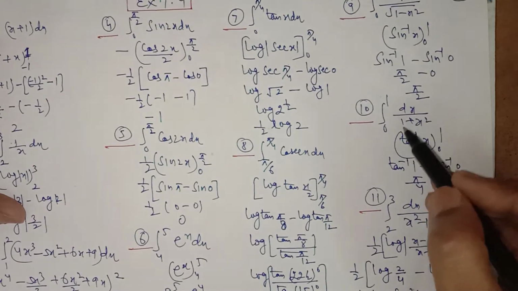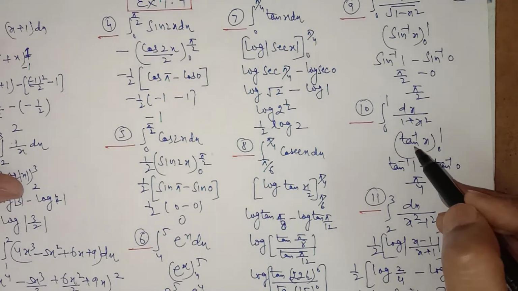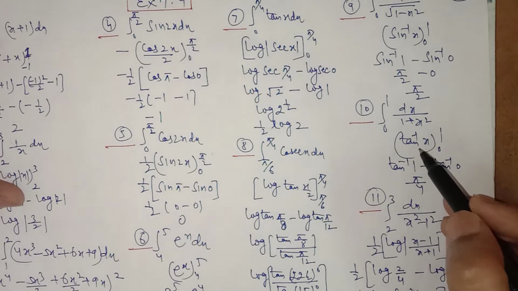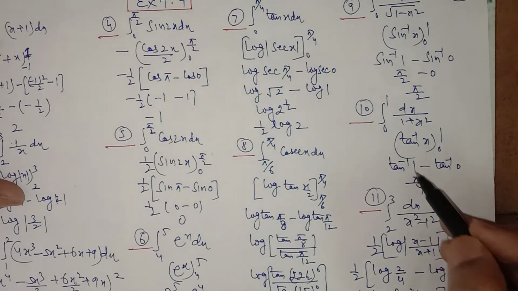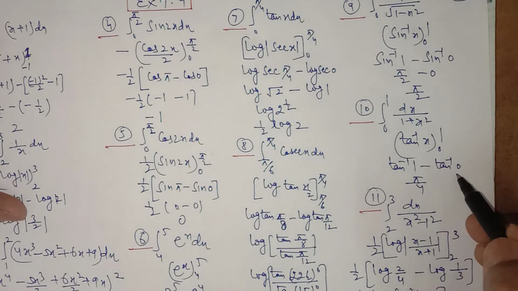Question number 10, it is 1 upon 1 plus x square, its integral is tan inverse x. So from 0 to 1, upper limit tan inverse 1 minus tan inverse 0. Tan inverse 1 is pi by 4 and tan inverse 0 is 0.